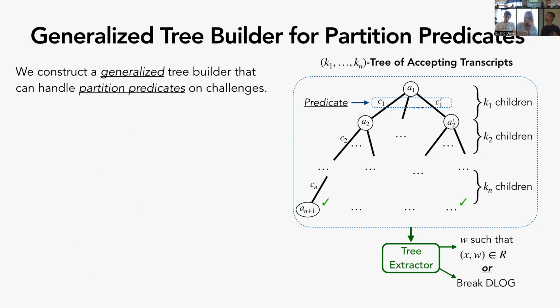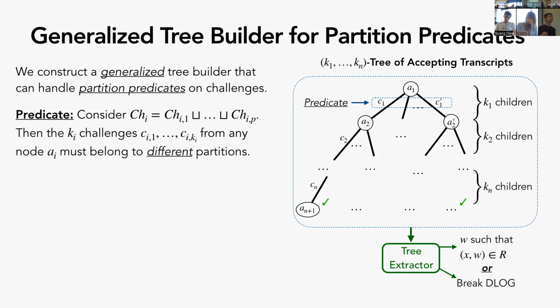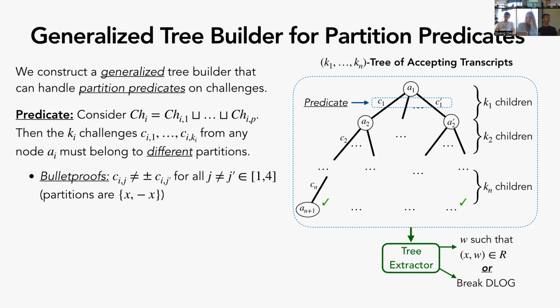So what we did is we show a generalized tree builder that can work on what is called partition predicates. It basically says you have some partition of the challenge space into different sets, and you want the challenges to lie in different sets. This is something that is quite elementary, and it captures what is needed for Bulletproofs and Spartan. Namely, for Bulletproofs, you want the challenges to be not equal to plus or minus of each other. And this corresponds to the partition where you just partition into sets of x and minus x.